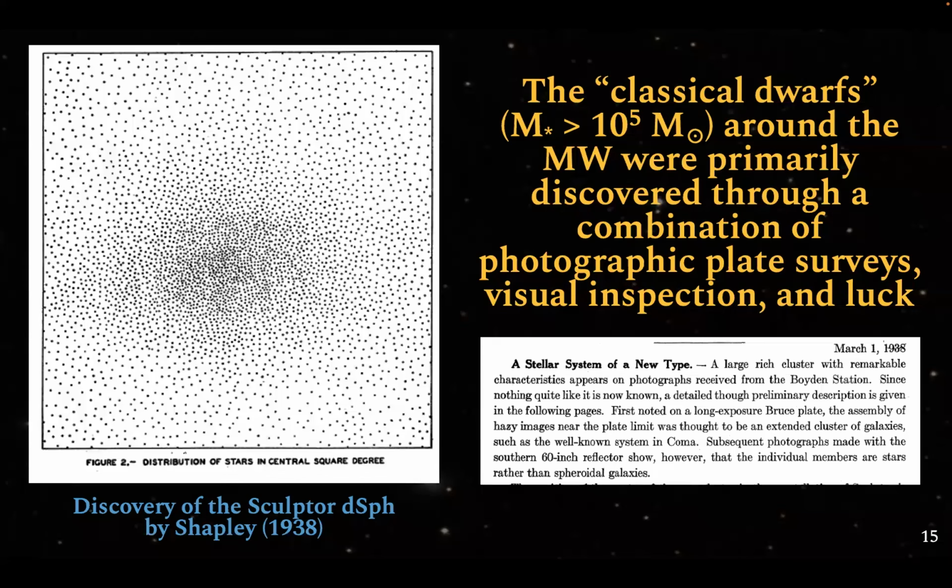As to how we find them, we started by finding them through good old visual inspection. What I'm showing you here is a fun plot from Harlow Shapley's 1938 discovery of the Sculptor dwarf. He's basically drawn out the distribution of stars in this area of sky, and there's a clustering of stars that's conspicuous. It was found by coincidence. You take a lot of plates in a sky survey, photographic plates that is, sorry. You visually inspect them and hope you find something interesting. And here he flagged it as a new stellar system of a new type.